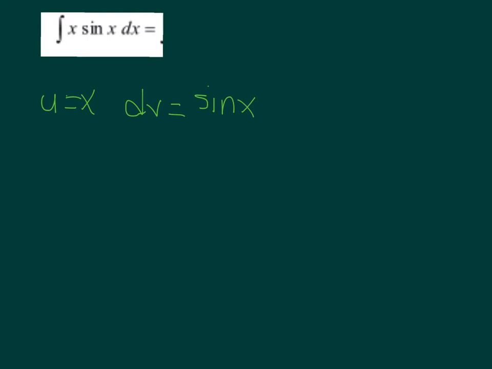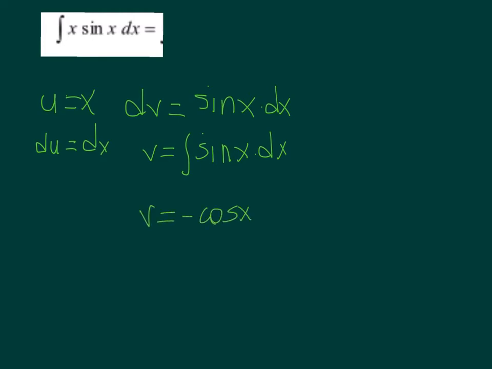And once you have u and dv, the other thing that you have to obtain is du, which is dx, and v, which is the integral. dv is always with the dx at the end because it is a differential. So v is going to be the integral of sine of x times dx, which is negative cosine of x.